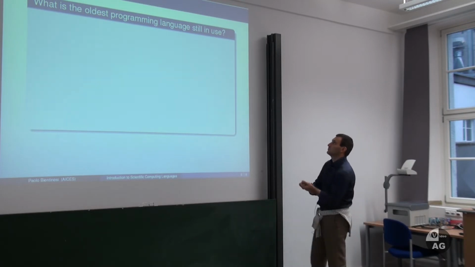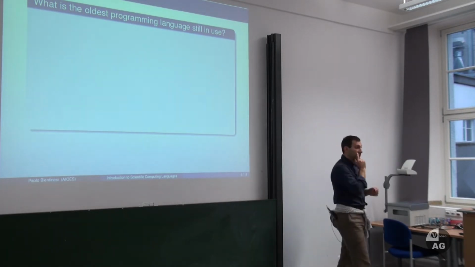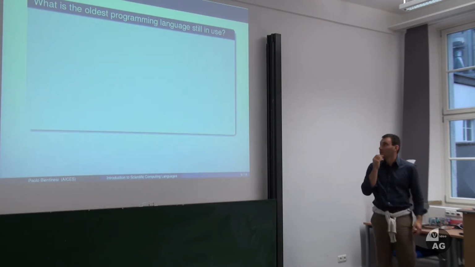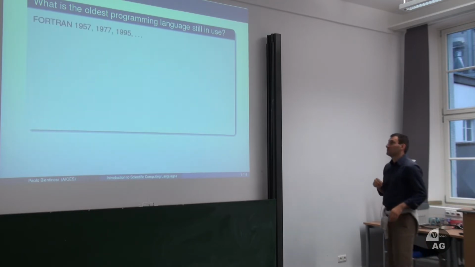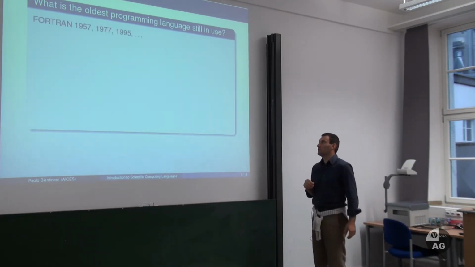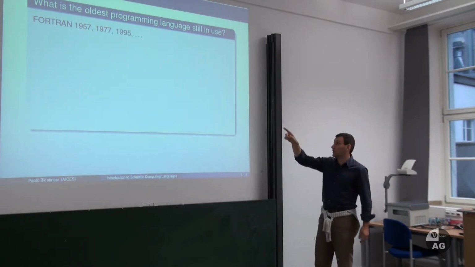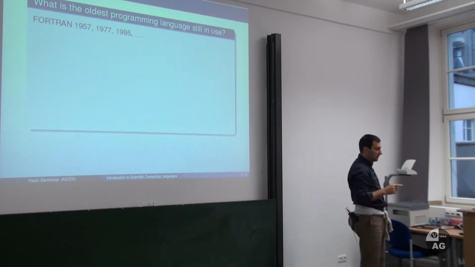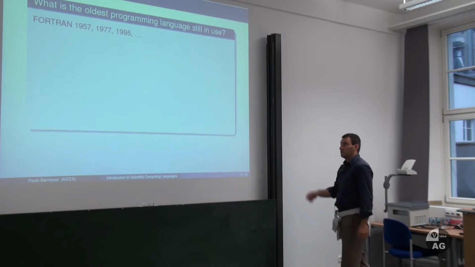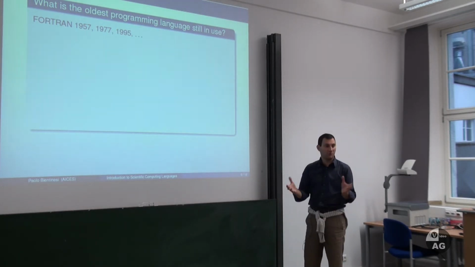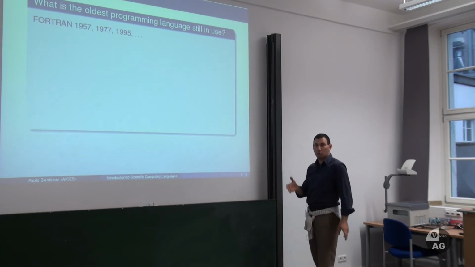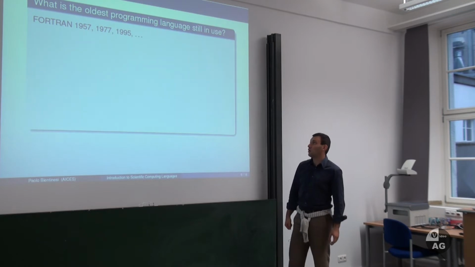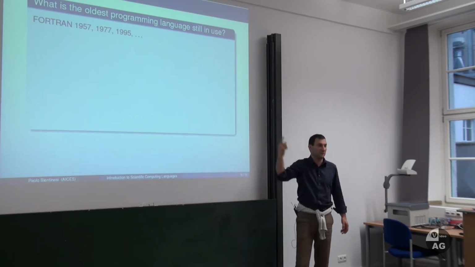Now, what is the oldest programming language that is still used? Very good. Fortran was born in 57, and then it has been updated several times. Actually, Fortran 77 has been very, very resilient. I would not be surprised if you go to your institute and the code from the engineers and physicists, probably a good portion of it is still written in Fortran 77. It took a lot of effort to switch to Fortran 95.